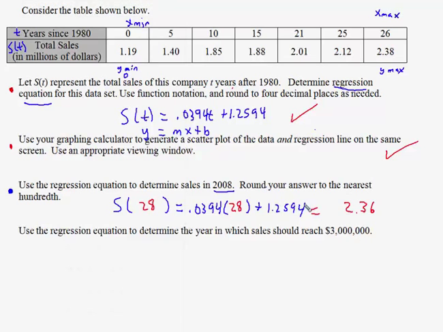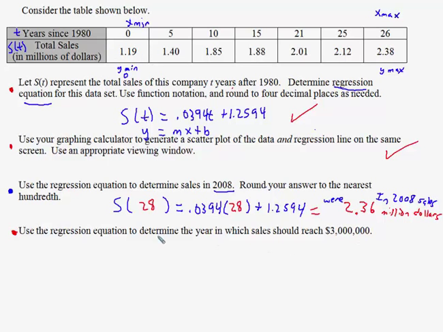And then if you input 28 years since 1980, the output is 2.36. But remember, it's sales in millions of dollars. So you could just write million dollars, and I think that would work. That is the sales in millions of dollars in the year 2008. So if you want to write a sentence, it didn't ask me to, but in 2008, sales were $2.36 million. Because these units are already in millions of dollars, you have to be careful here.